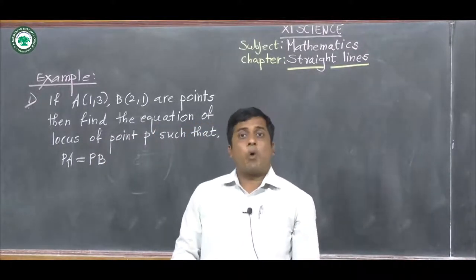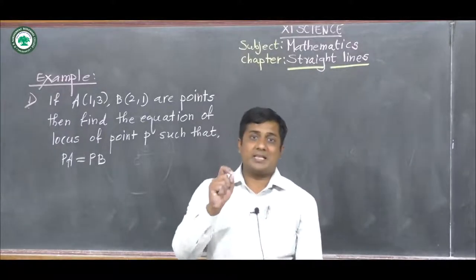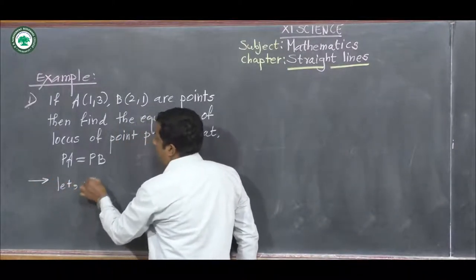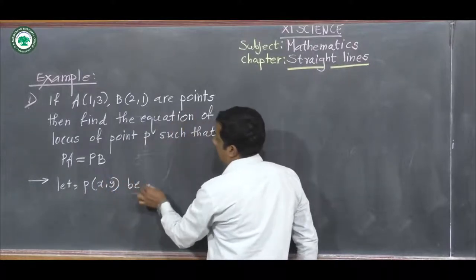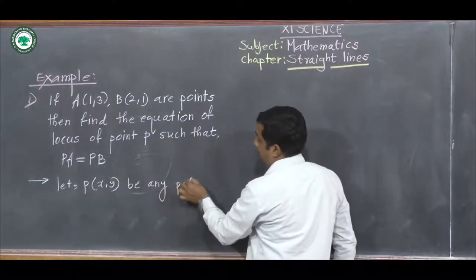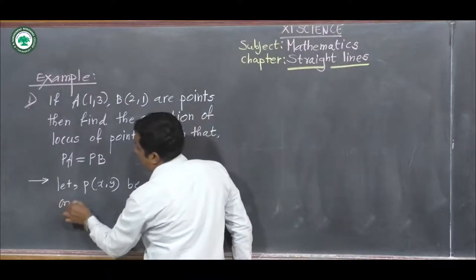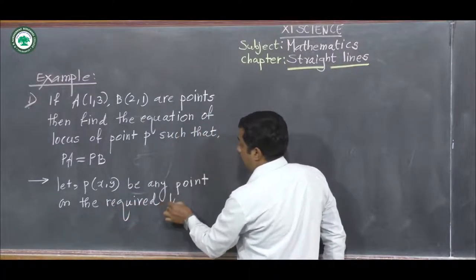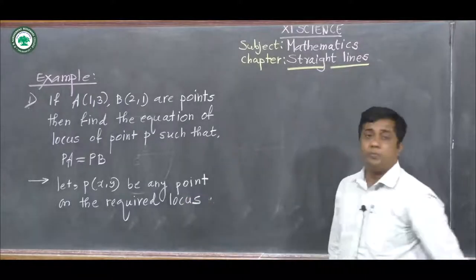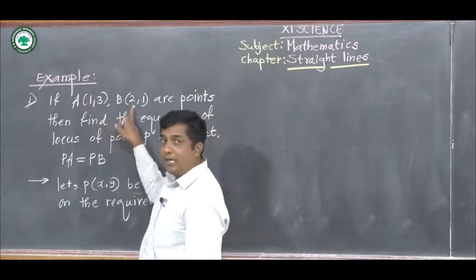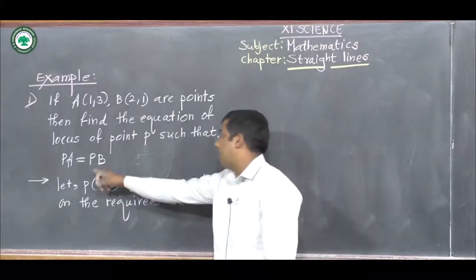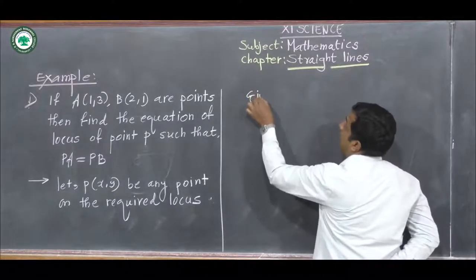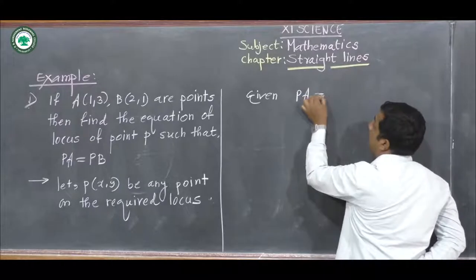Here P is the point on the locus, having coordinates x and y. So we define: let P(x, y) be any point on the required locus. Here two points A and B are given, and one relation is given: PA is equal to PB. So we go with our given things.